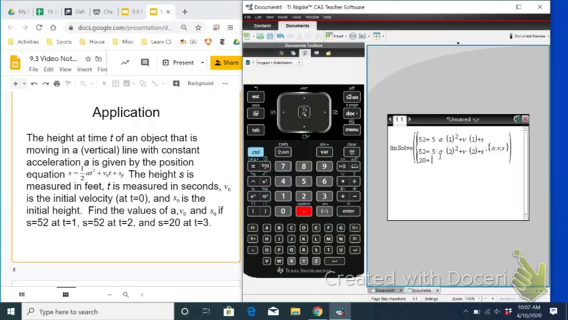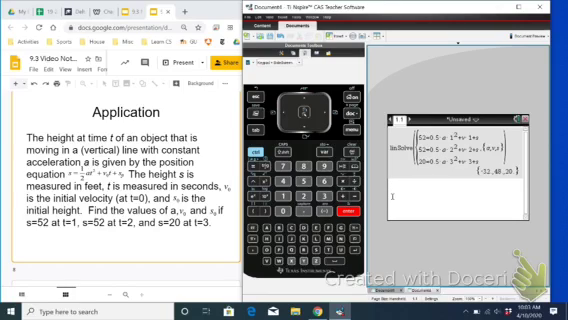And then at 3 seconds, the height is 20. So it's 0.5 times A, the acceleration, times 3 squared after 3 seconds, plus the initial velocity times 3 plus the initial height. And now we have our model. So what do these numbers mean?